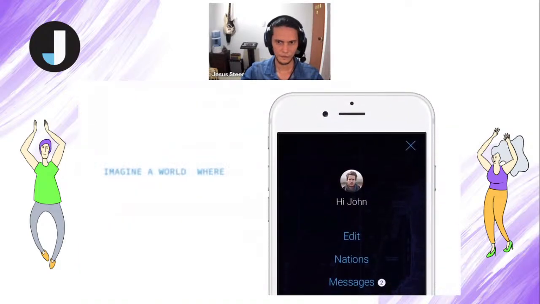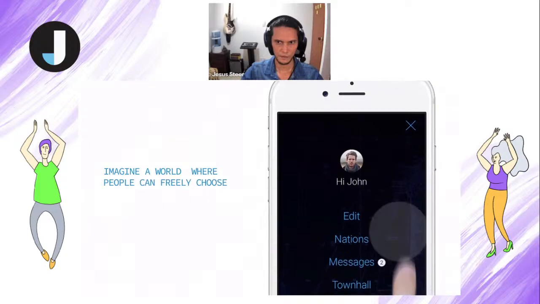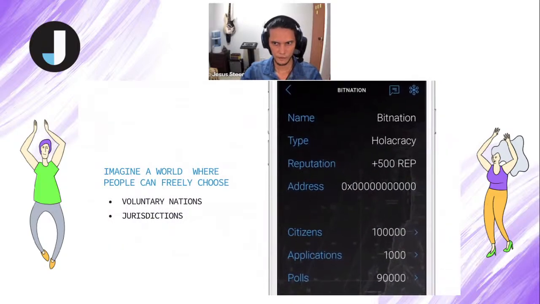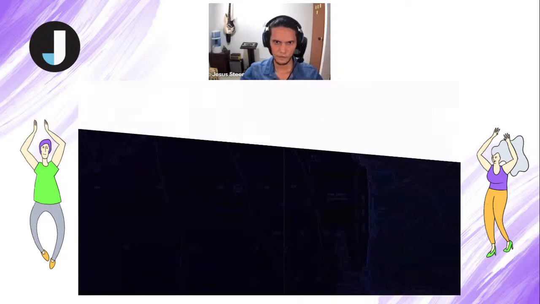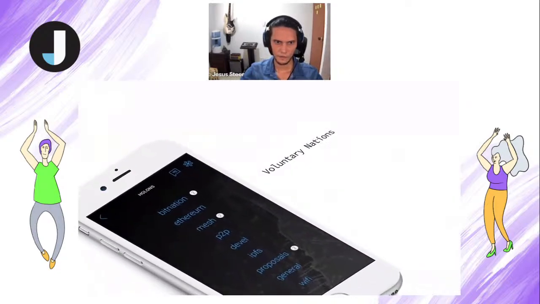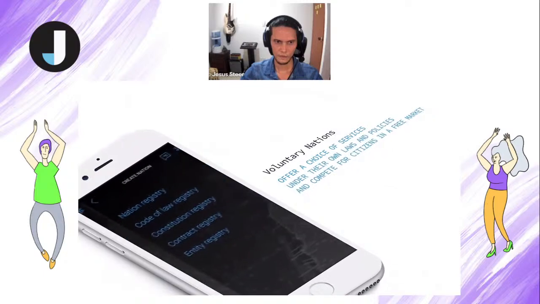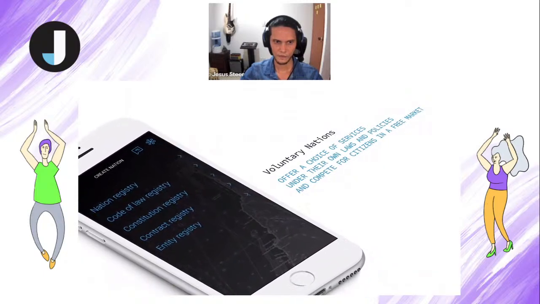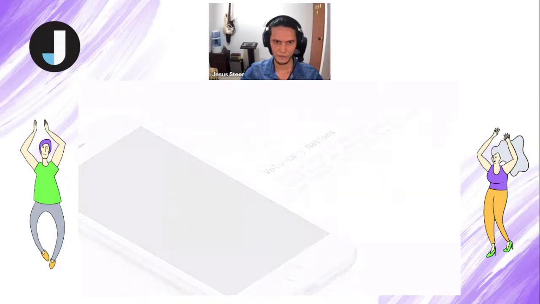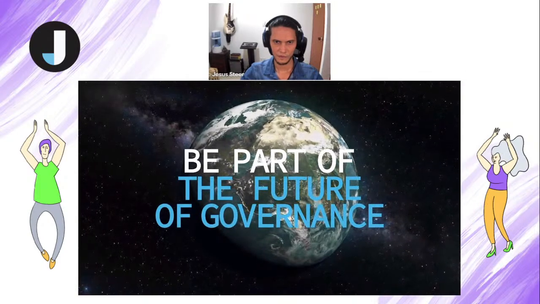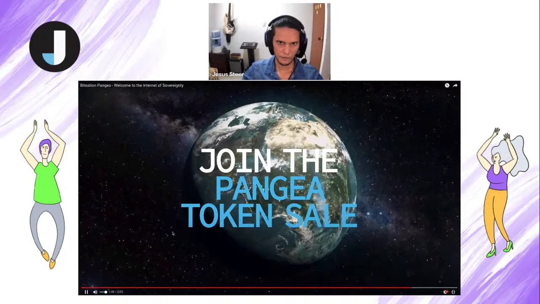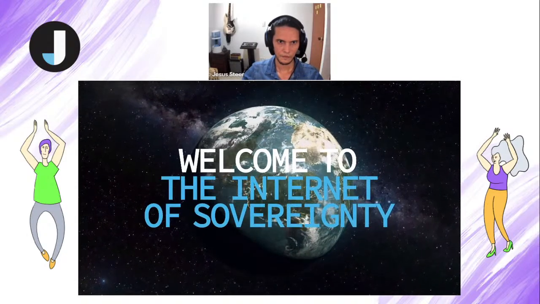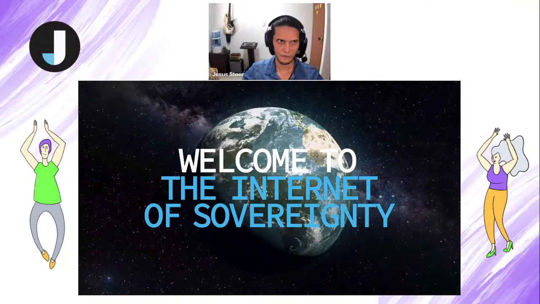This ensures that you can't buy a good reputation or acquire it through popularity, but if you earn one, you will be rewarded. Imagine a world where people can freely choose which voluntary nations and jurisdictions they want to be part of. A world where voluntary nations offer a choice of services under their own laws and policies and compete for citizens in a free market that rewards good governance. You too can be part of the future of governance by joining the Pangaea token sale. Welcome to the Internet of Sovereignty. Welcome to Pangaea.